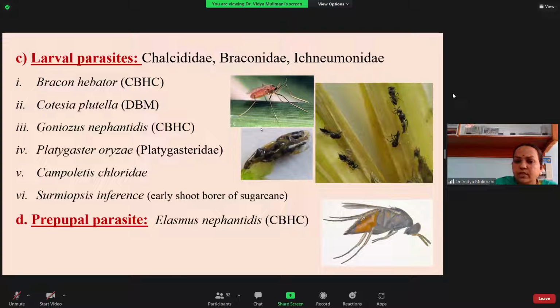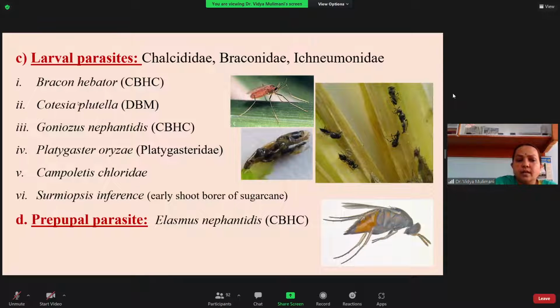So here you can see it is attacking the late larva and continues in the pupa. So this is what you find, the entire pupa inside is filled by this Platygaster oryzae. And next you have the Campoletis chlorideae. Again you can see these are the ones which mainly prefer the gall midge larvae, which is a major pest in the paddy ecosystem. And another you have is the Sturmiopsis inferens. It is mainly attacking the early shoot borer of the sugarcane. So it is preferring to attack the larvae of the early sugarcane shoot borer.